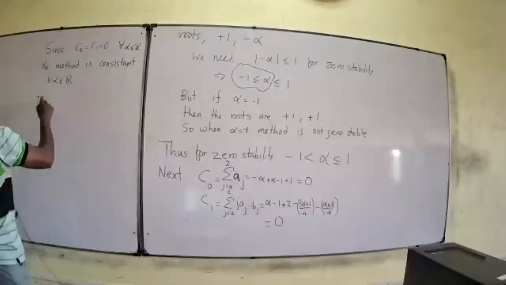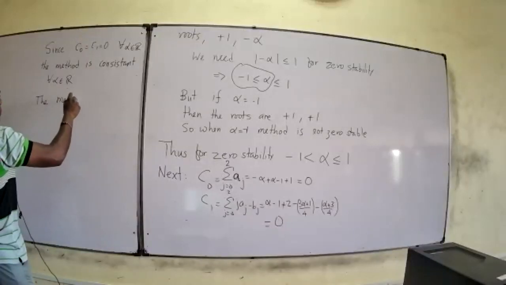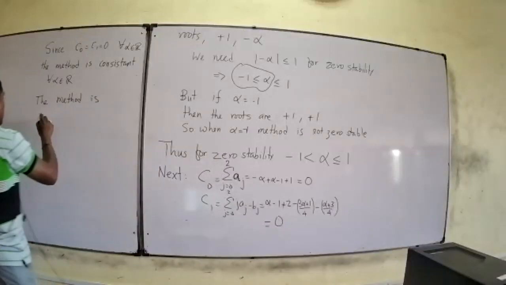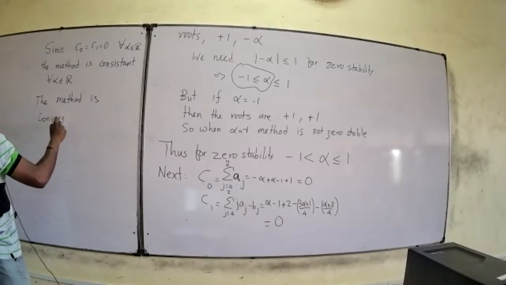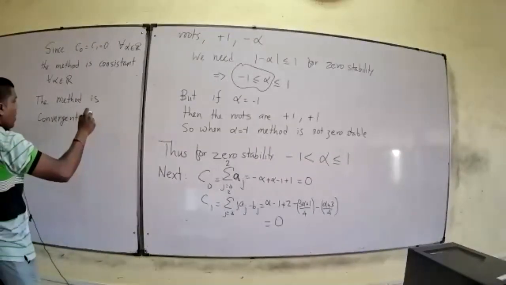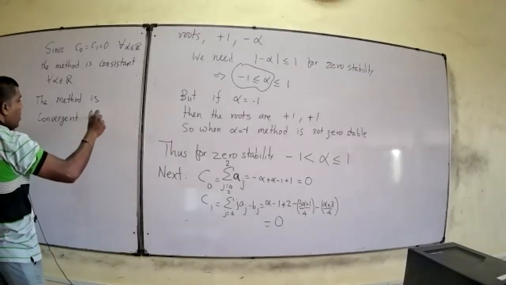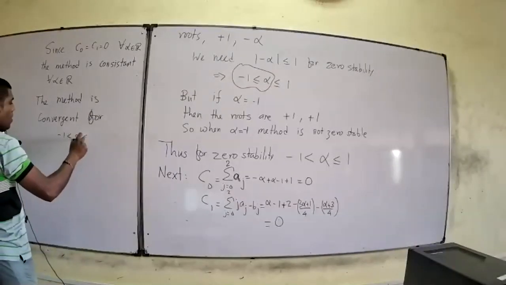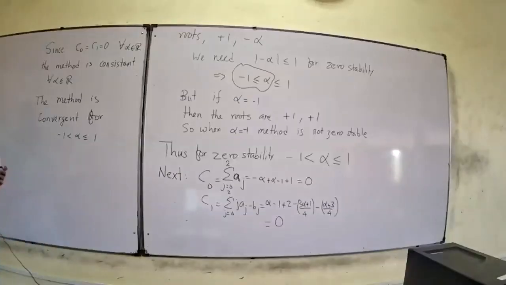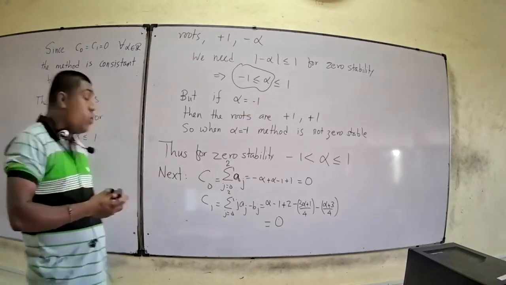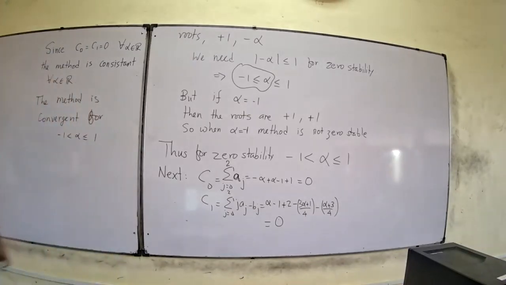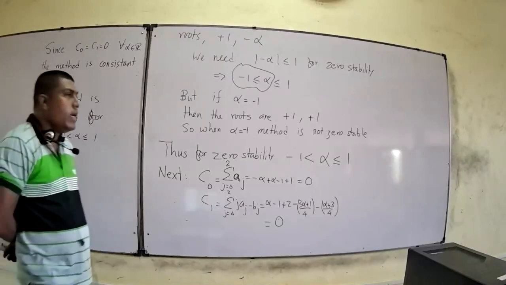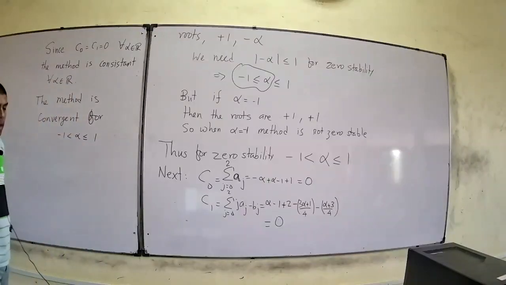Thus, between minus 1 and plus 1, excluding minus 1, including plus 1, the method is convergent. Right? So this is how you verify the convergence by using the consistency and zero stability of the method.